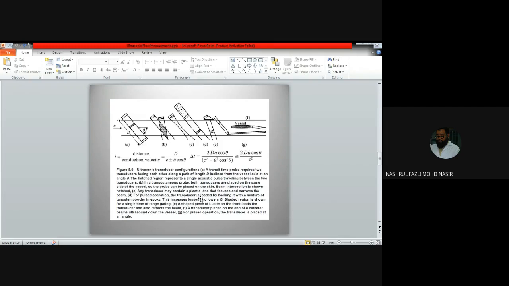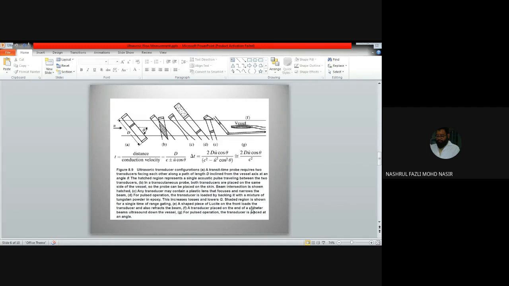For pulse operation, the transducer is loaded with a mixture of tungsten powder and epoxy, so you have it looking like this. This increases losses and lowers the Q, the quality factor. The shaded region is shown for a single time of range gating. In E, a shaped piece of Lucite on the front loads the transducer and so refracts the beam.